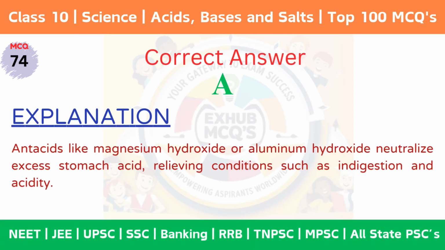The correct answer is option A, neutralize stomach acid. Explanation: antacids, such as magnesium hydroxide or aluminum hydroxide, neutralize excess stomach acid, providing relief from acidity and heartburn.